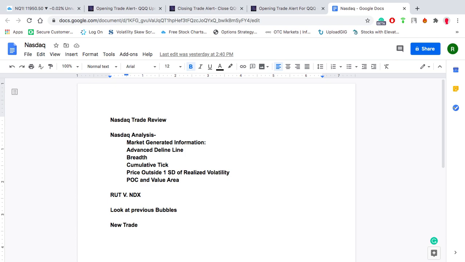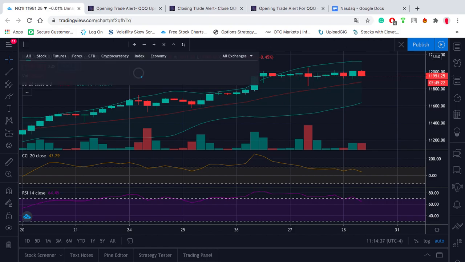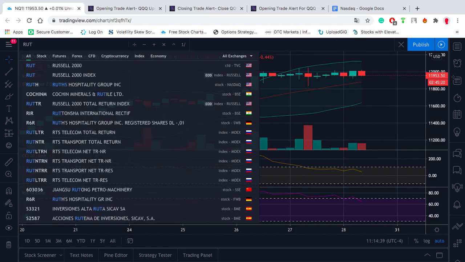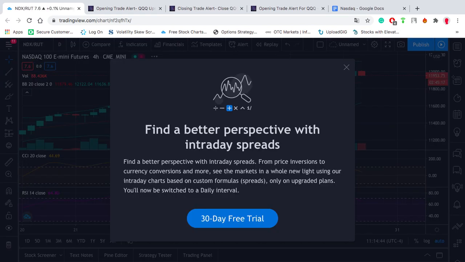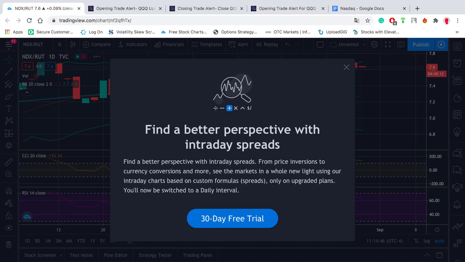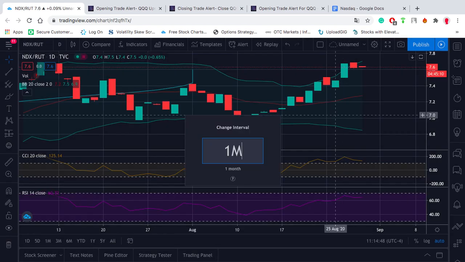Russell versus Nasdaq. Let's take a look at that. Again, I want to get you guys out quickly. I'm trying within 10 minutes. So Russell, and then let's actually do Nasdaq, and we'll divide it by the Russell, so we can look at it as a pairs trade. Let's go out and look at it on the monthly.